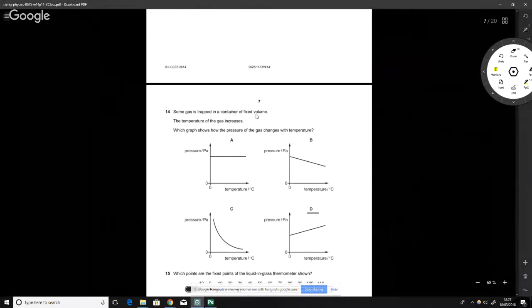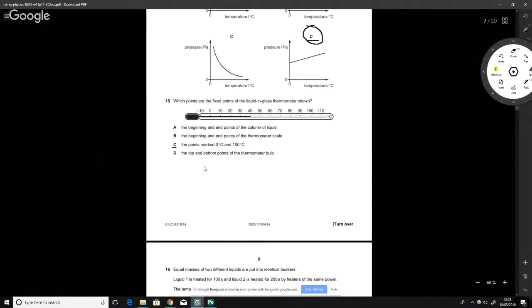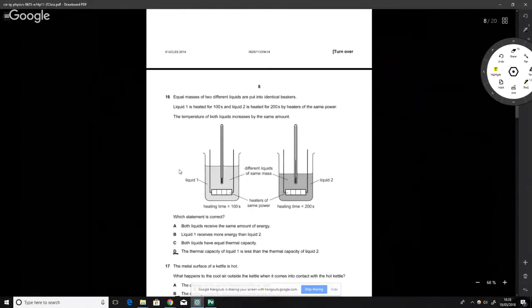Some gas is trapped in a container of fixed volume. The temperature of the gas increases. All right. What happens when we increase temperature at a fixed volume? The pressure goes up. The answer is D. All right. Okay, the answer to this one is just quite simply C. We can move on.